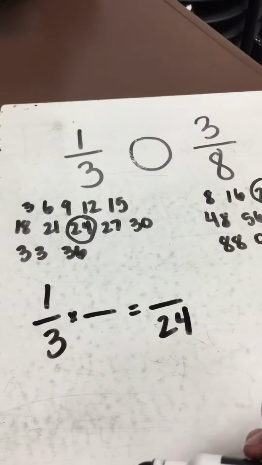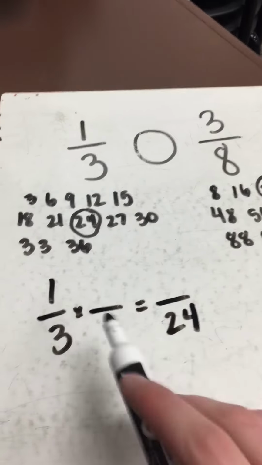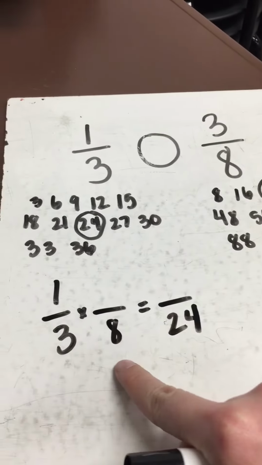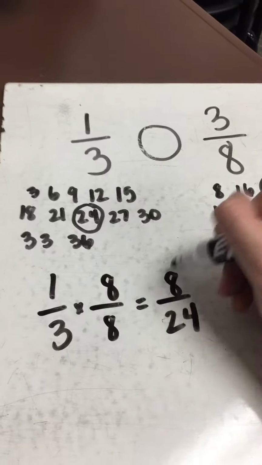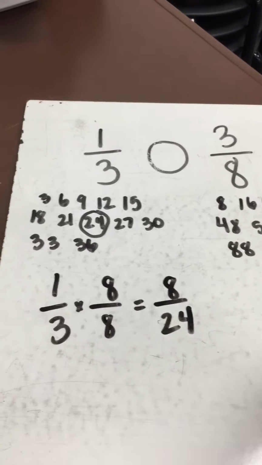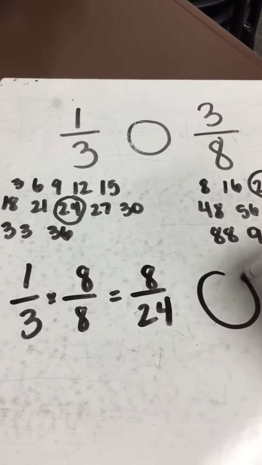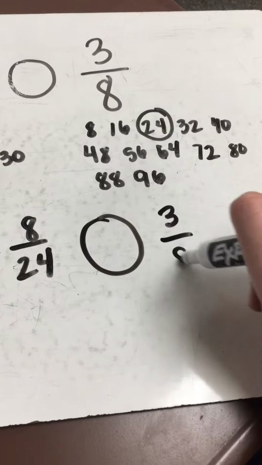We use what we know to figure out what we don't know. 3 times what equals 24? 3 times 8. Whatever I do to the bottom, I have to do to the top. 1 times 8 is 8. So I have found an equivalent fraction to 1/3, and that is 8/24. Okay, I'm going to draw my circle in the middle to show my less than greater than sign. Now I have 3/8.